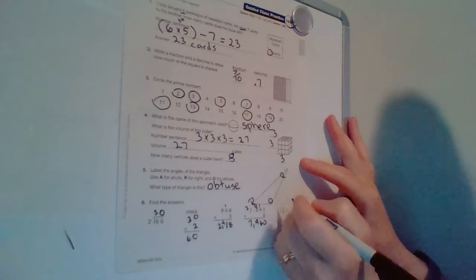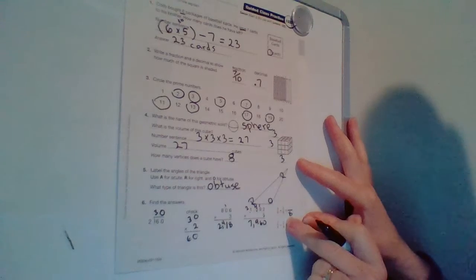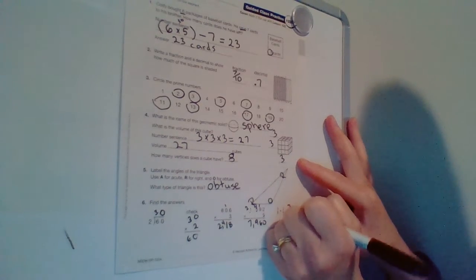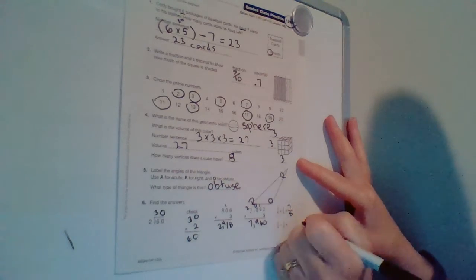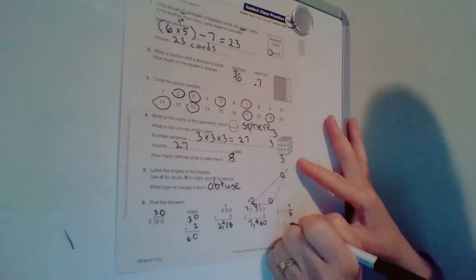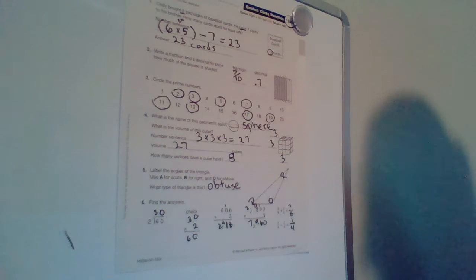Okay, now we're just adding. The denominator stays the same. 5 plus 2 is 7, so that is 7/8. Again, the denominator stays the same. 3 minus 2 is 1, so it is 1/4.